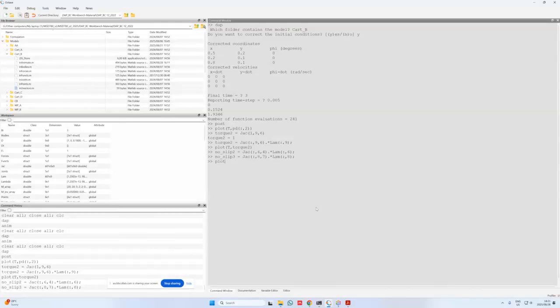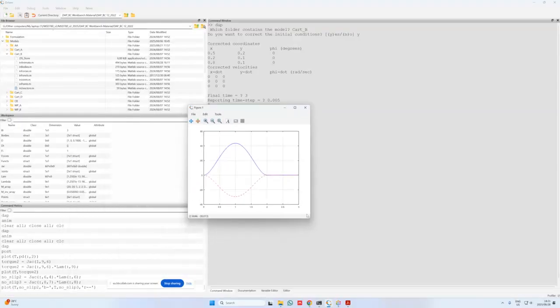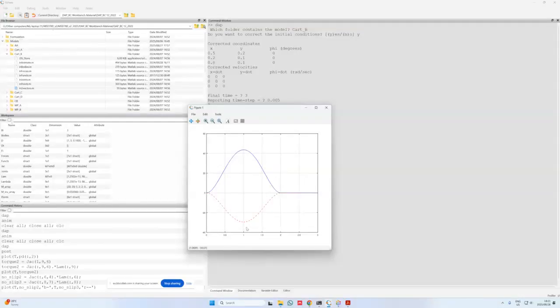If I'm happy with that, I can then simply go and plot these results. So I'm first going to say plot t no-slip 2, and let's do a blue line for this. And then I can also plot t no-slip 3, and let's use a red dashed line to indicate this. And then if I hit enter, then these are the resultant no-slip conditions on the rear and the front wheel, with the rear wheel being indicated in a blue line and the front wheel being indicated in a red dashed line.